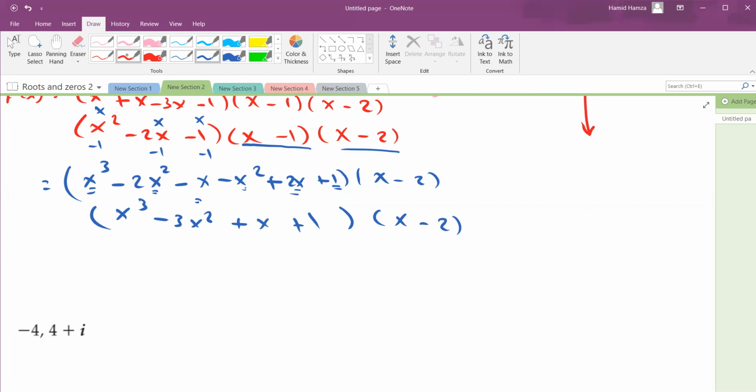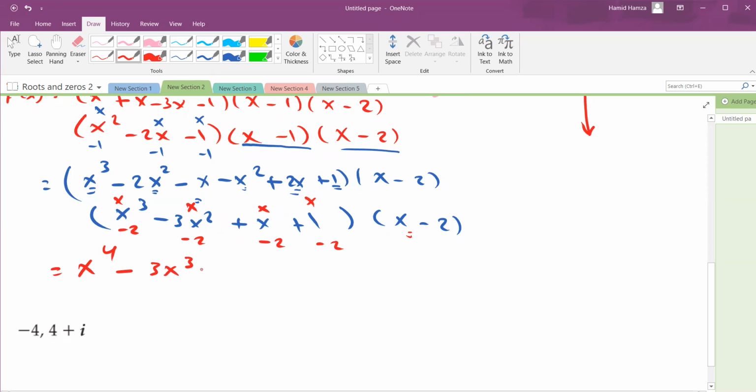And again, we repeat it again, guys. So we'll take x, x, x, x, and down negative 2, negative 2, negative 2, negative 2. And let's multiply. This is the last one. So x multiplied by x power 3 will be x power 4. Minus 3 multiplied, x multiplied by 3x squared will be 3x power 3. Then x multiplied by x will be x power 2. Then x multiplied by 1 will be x.